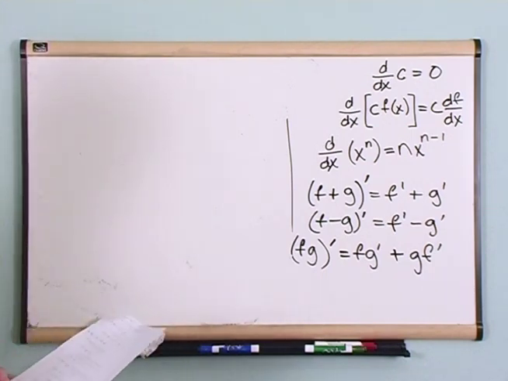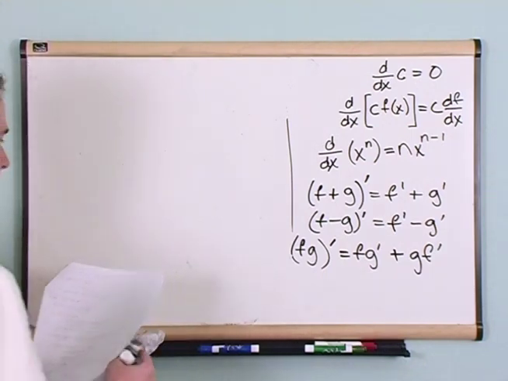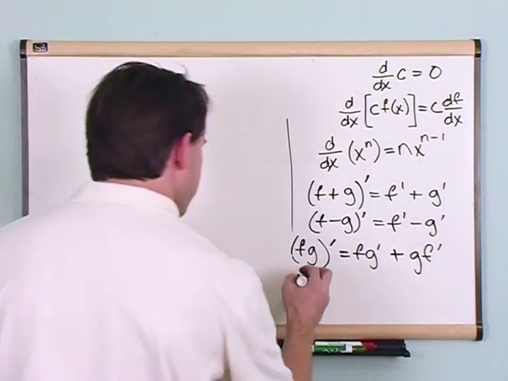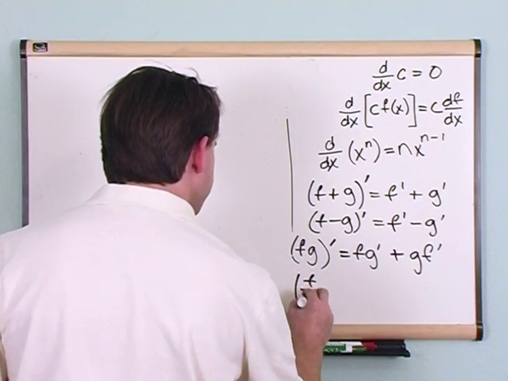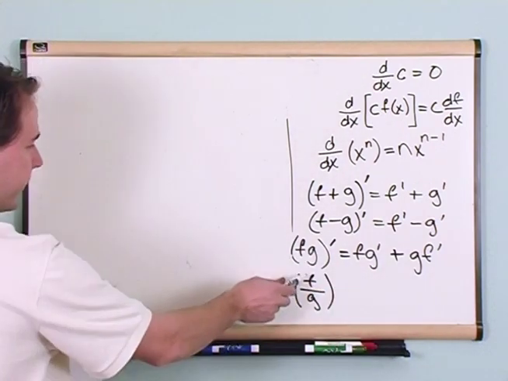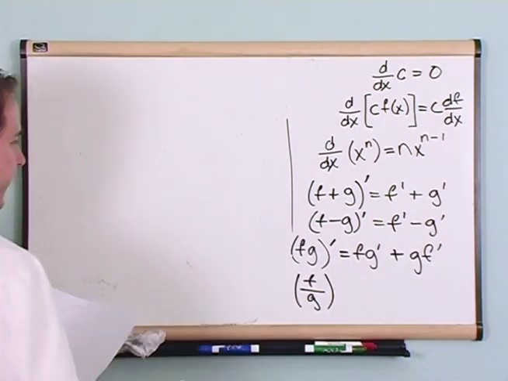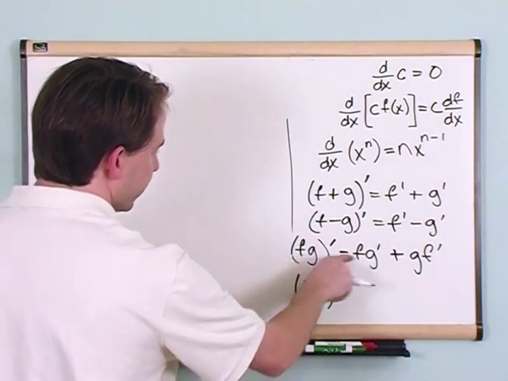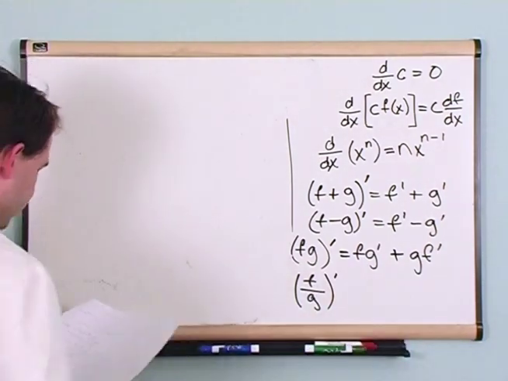Now we need to go over one more pretty important property, and that is going to be, what if you have a function of x divided by a function of g, a function of x divided by a function of x, and I take the derivative. So here I've multiplied two functions, and this is what I have to do, and here I divide two functions. What do you have to do there?